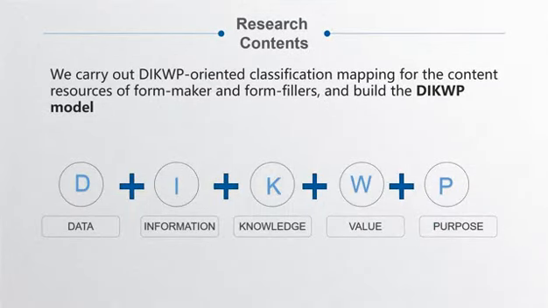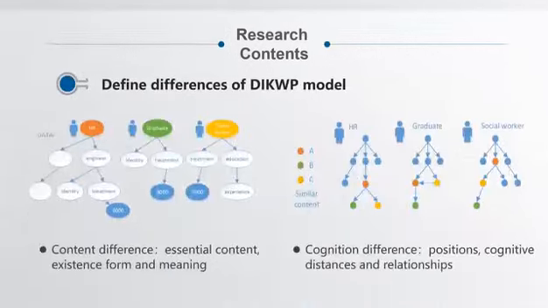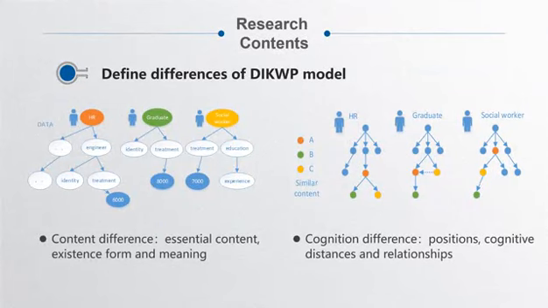We carry out DIKW-oriented classification mapping for the content resources of form maker and form fillers, and build the DIKW model. We define differences of the DIKW model. Content differences include essential content, existent form, and meaning. Cognition differences include positions, cognitive distance, and relationships.